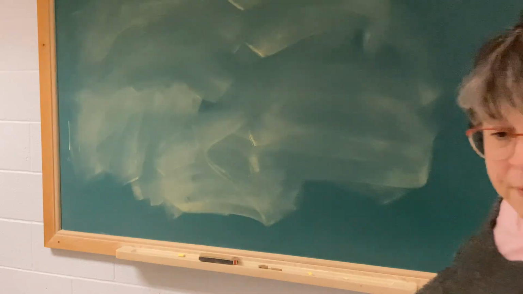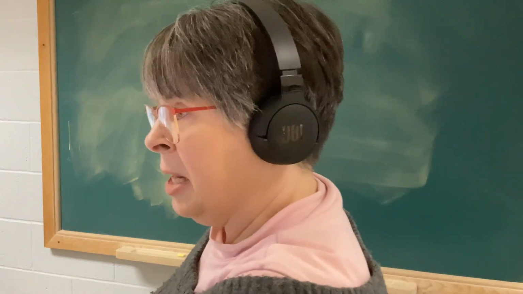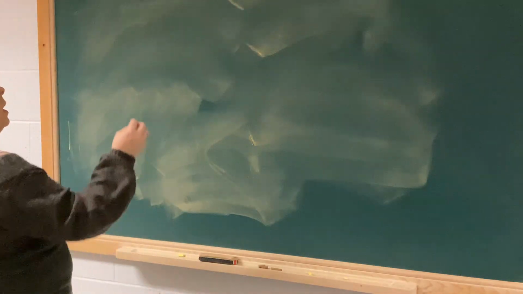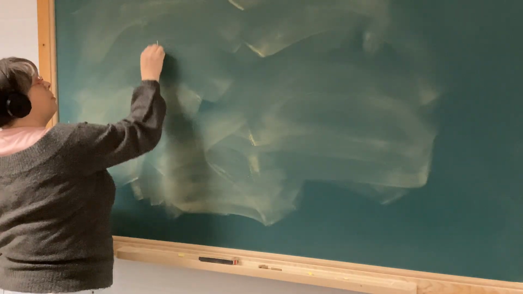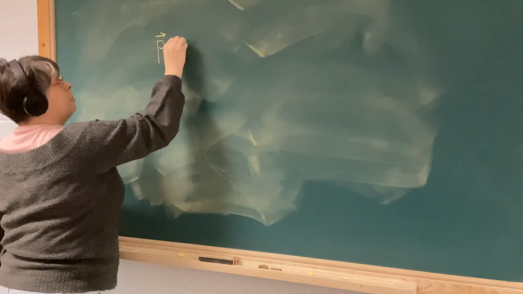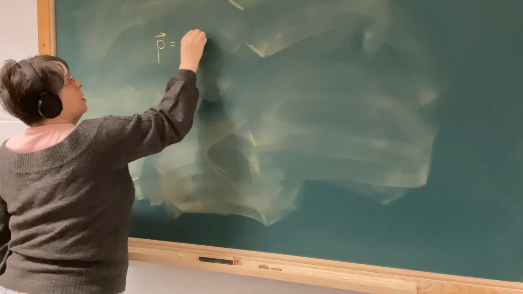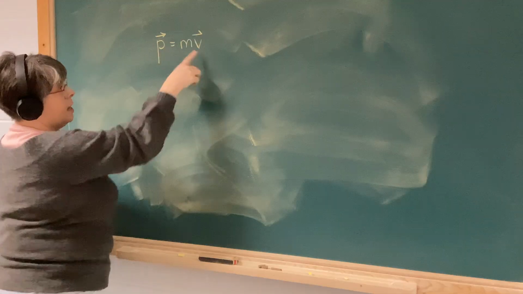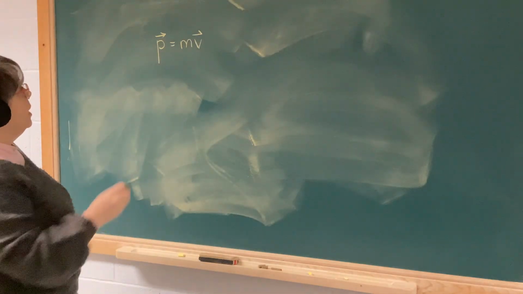This is a video for the Physics 1050 lab, Momentum and Impulse. The theory in this lab is very straightforward. We're going to be talking about momentum. Momentum has a symbol of P. Momentum is equal to mass times velocity. Momentum is a vector. It has the same direction as velocity.